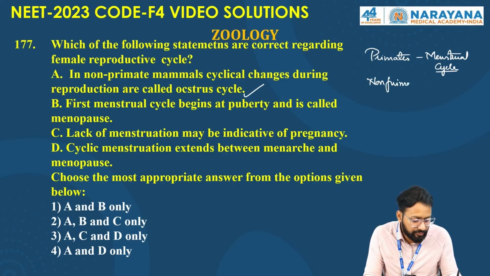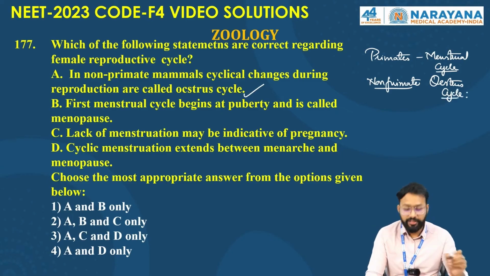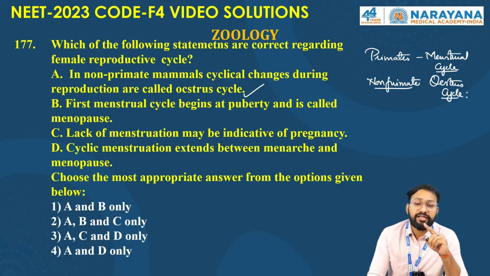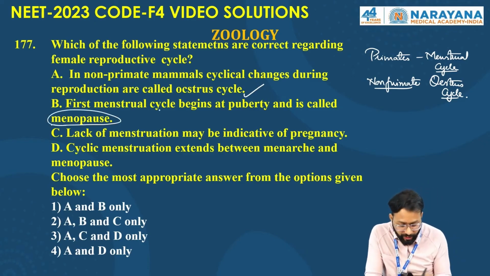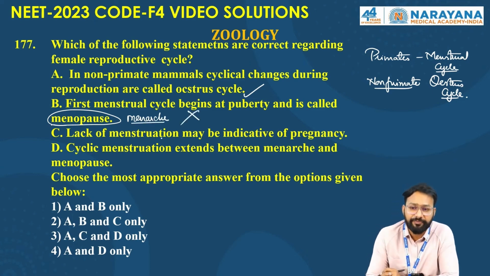Non-primate, estrous cycle. Right? The first menstrual cycle begins at puberty and it is called menopause. Not menopause, it should be menarche. So this statement is wrong. B is incorrect. Lack of menstruation may be indicative of pregnancy, which is correct.